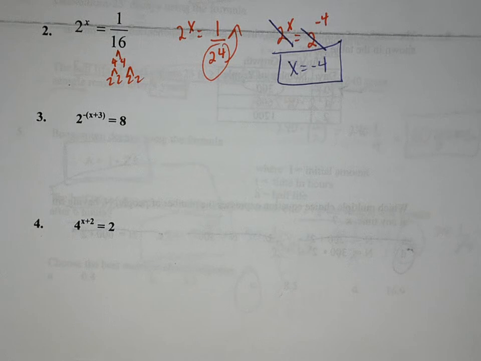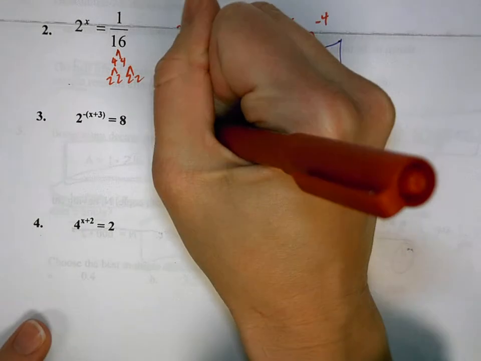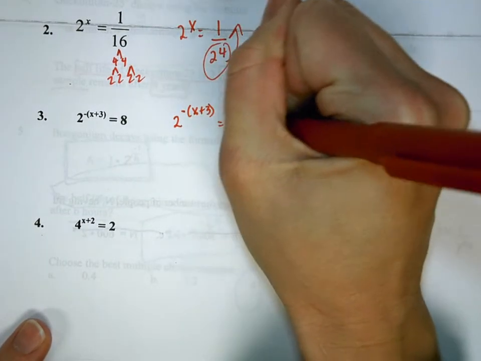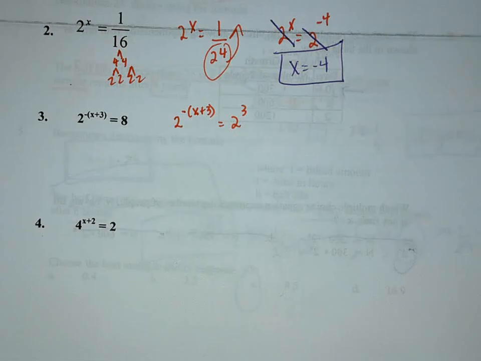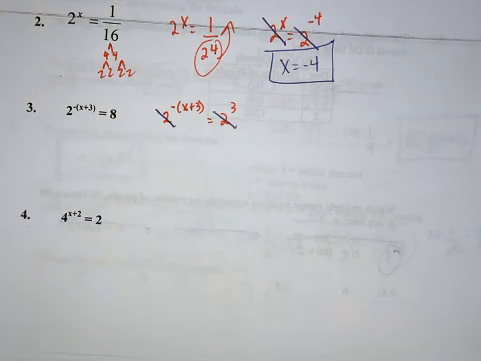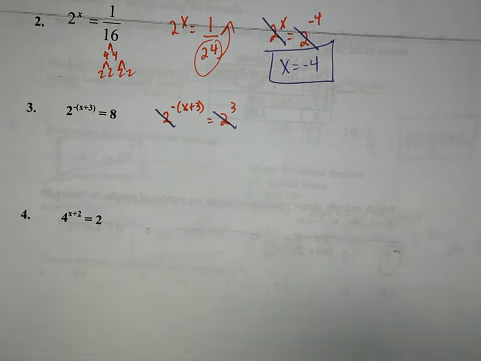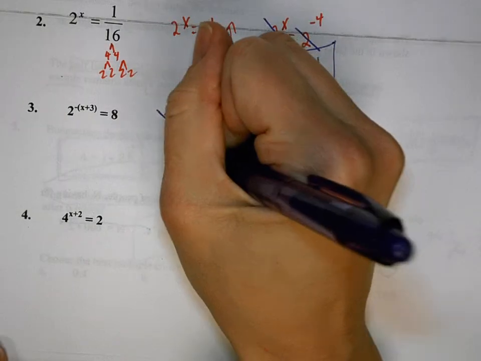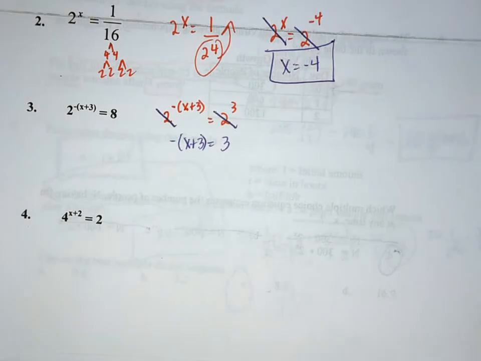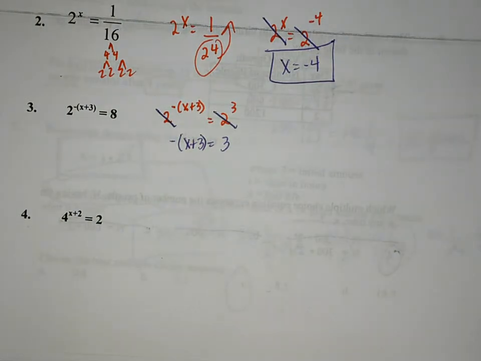All right, example 3. What base do you think we're going to want? 2. 8 is going to be 2 to what power? 2 to the 3rd is correct. So I have 2 to the negative x plus 3 equals 2 to the 3rd power. So now we can drop our bases. And this time we don't have x by itself, so we have an equation. We have negative parenthesis x plus 3 equals 3. How would I solve this equation?